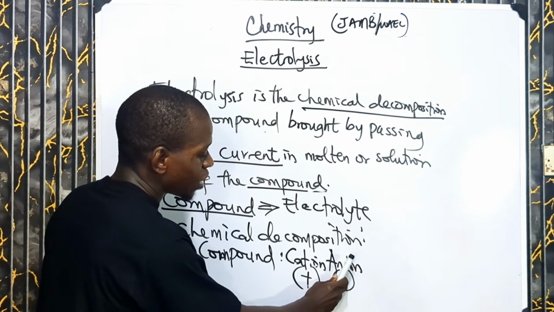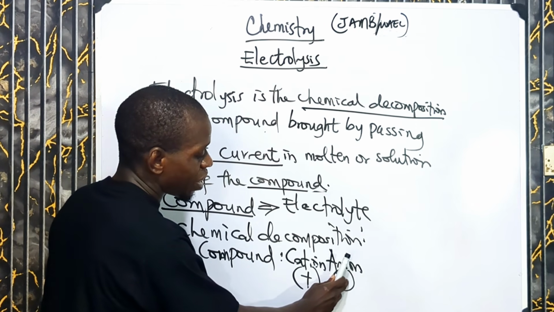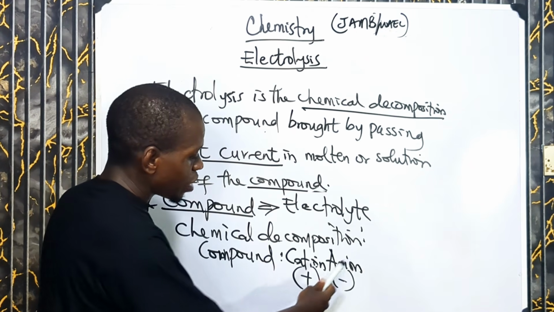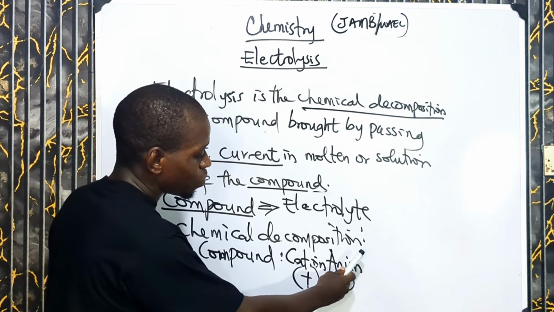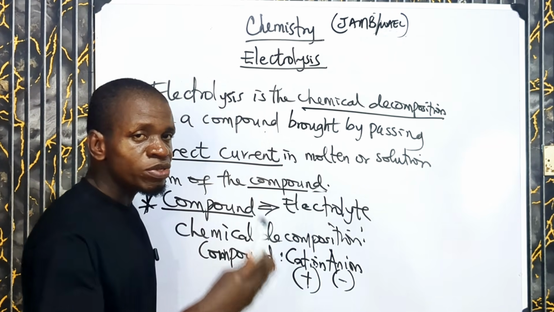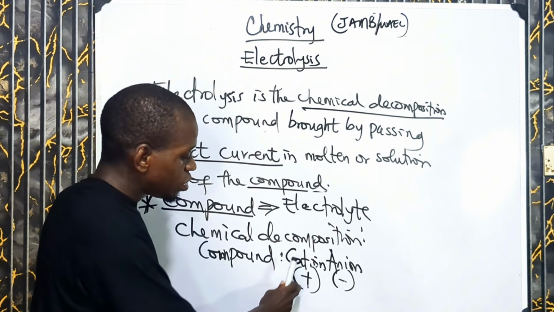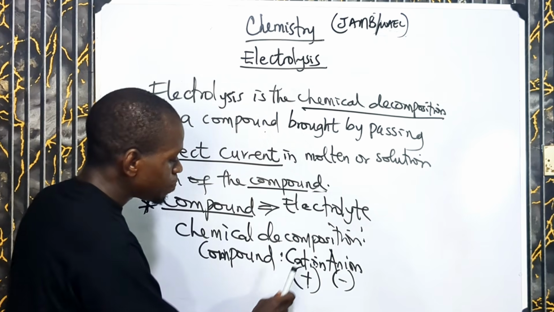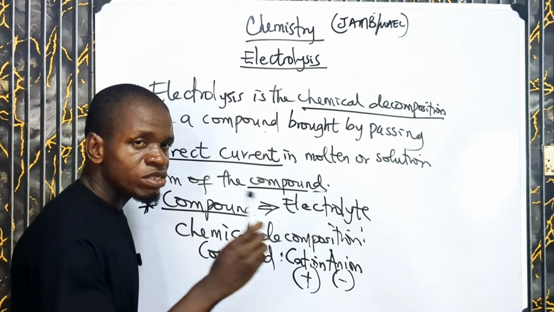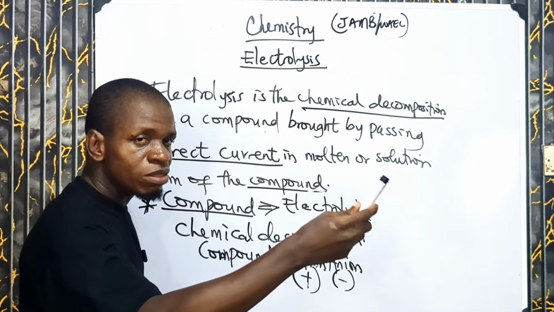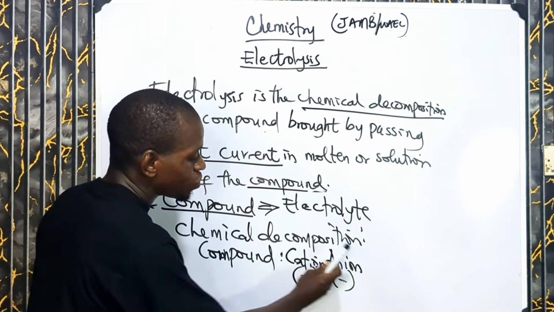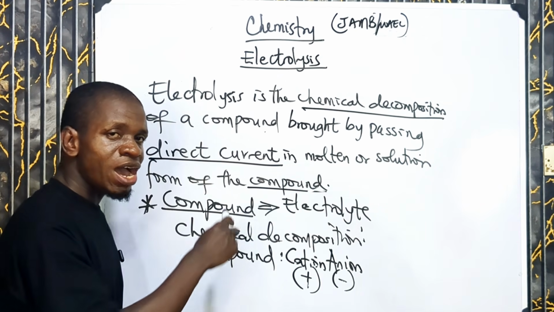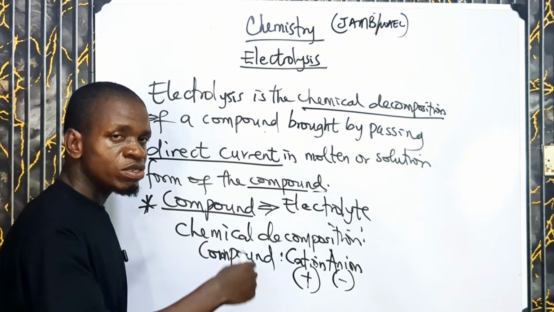So how about this anion? This anion is also called anode ion. It is called anode ion because this ion, which is negatively charged, goes to the positive electrode. Let me repeat that. The positive ion goes to what electrode now? To the negative electrode. Whereas the negative ion goes to the positive electrode. The positive electrode is called the anode, and the negative electrode is called the cathode.